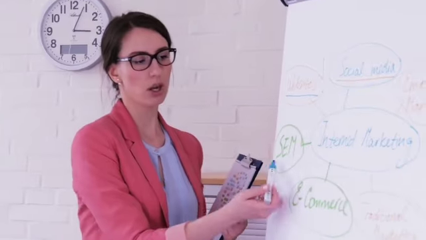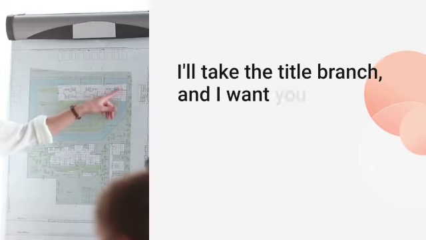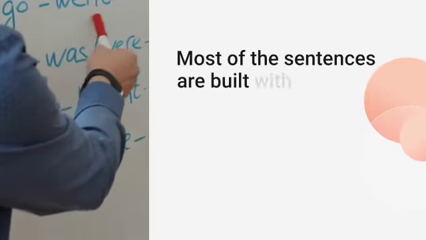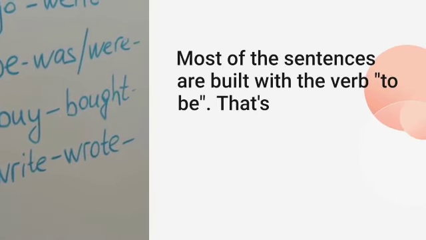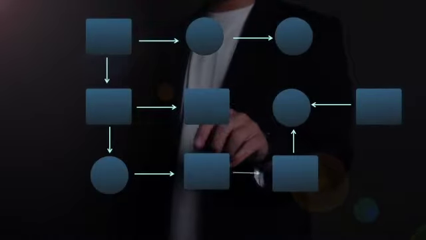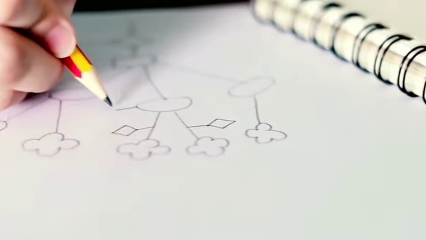Let me show you what it sounds like to speak a branch. I'll take the title branch, and I want you to notice something before I start. Most of the sentences are built with the verb to be. That's the engine. It's simple and accurate. It's exactly what a map bubble or node asks for. A node is a label. To be turns a label into a sentence.